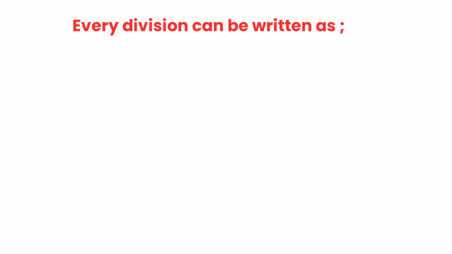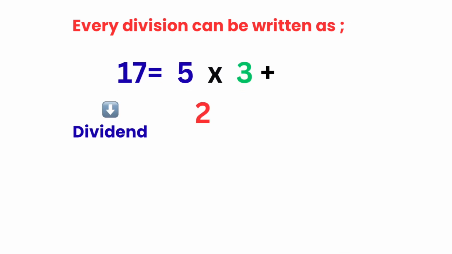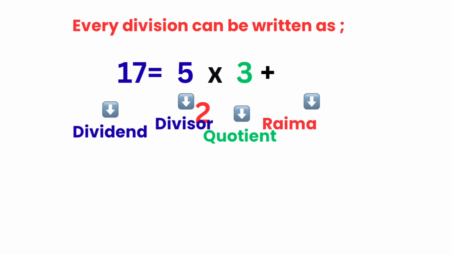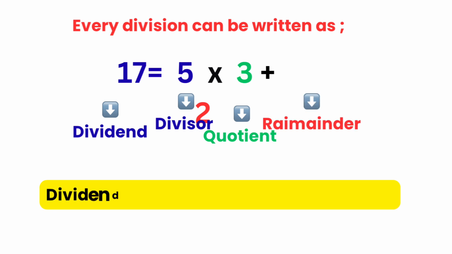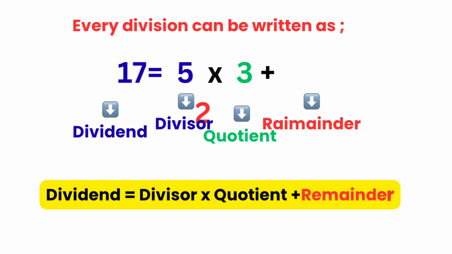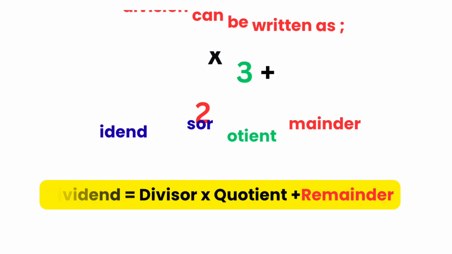Now let's give these parts their mathematical names. 17 is the dividend, the number we are dividing. 5 is the divisor, the number by which we divide. 3 is the quotient and 2 is the remainder, what is left after division. So the basic idea is simply: dividend equals divisor multiplied by quotient plus remainder.